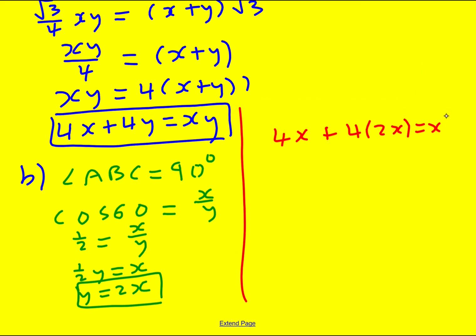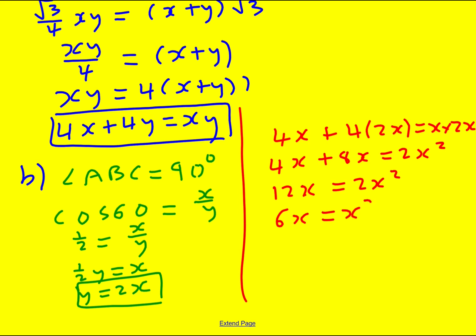Okay, I didn't quite have room. x times 2x. So 4x plus 8x equals 2x squared. 12x equals 2x squared. I can divide through by 2. 6x equals x squared. I'm actually going to solve this like a quadratic, because it's always good practice, by getting it onto one side, then factorizing it. You could, in this case, divide through by x, because x can't equal 0, but I prefer not to.